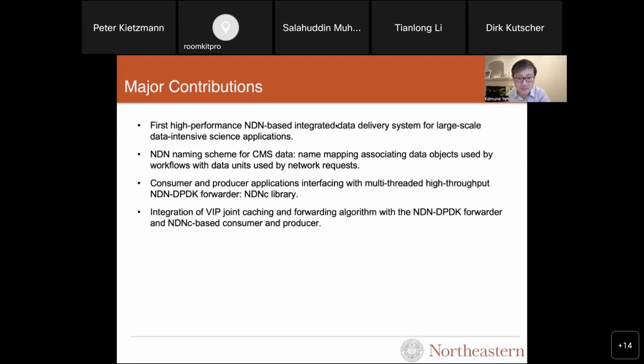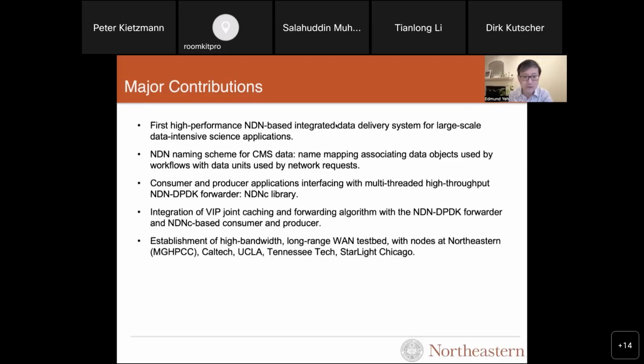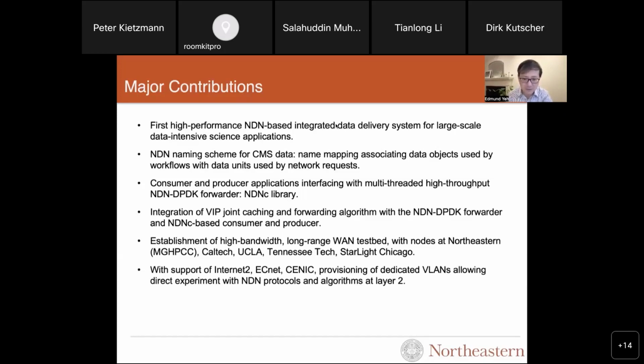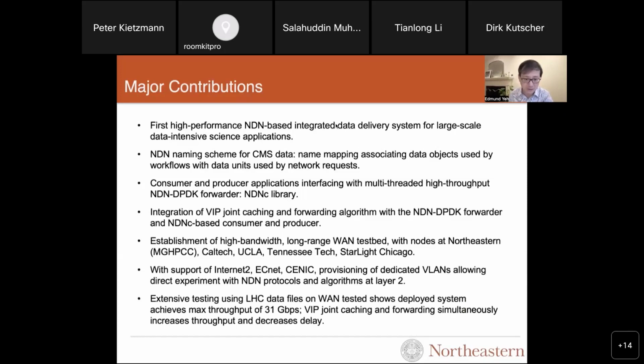We have integrated the VIP joint caching and forwarding algorithm, which was previously developed at Northeastern, with the NDN-DPDK forwarder and the NDNC-based consumer and producer. We've established a high bandwidth long-range WAN testbed with nodes at Northeastern, Caltech, UCLA, Tennessee Tech, and Starlight in Chicago. With the support of Internet2, ESnet, and CNIC, we have provisioned dedicated VLANs, which allows direct experiment with NDN protocols and algorithms at layer 2.